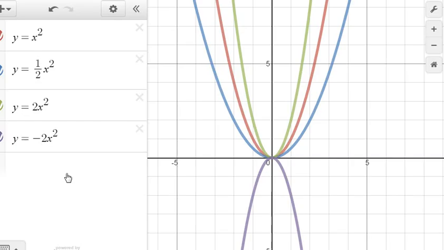Anything else on section 2.2? For homework, try 9 through 19, 29 through 41, 49 through 55, 69, and 71.